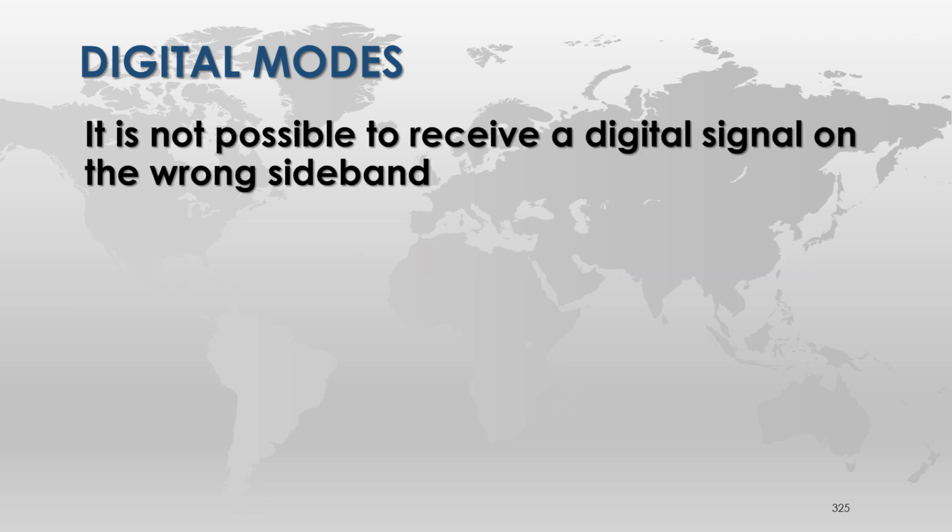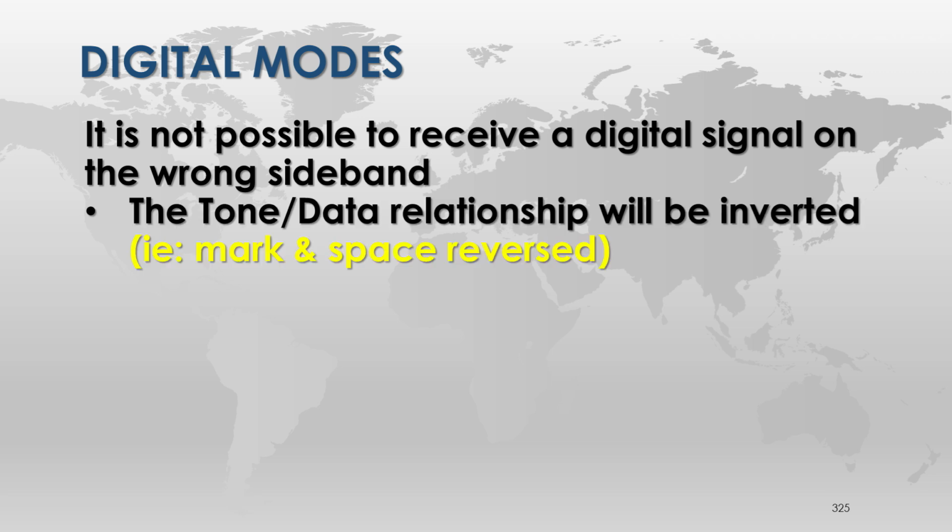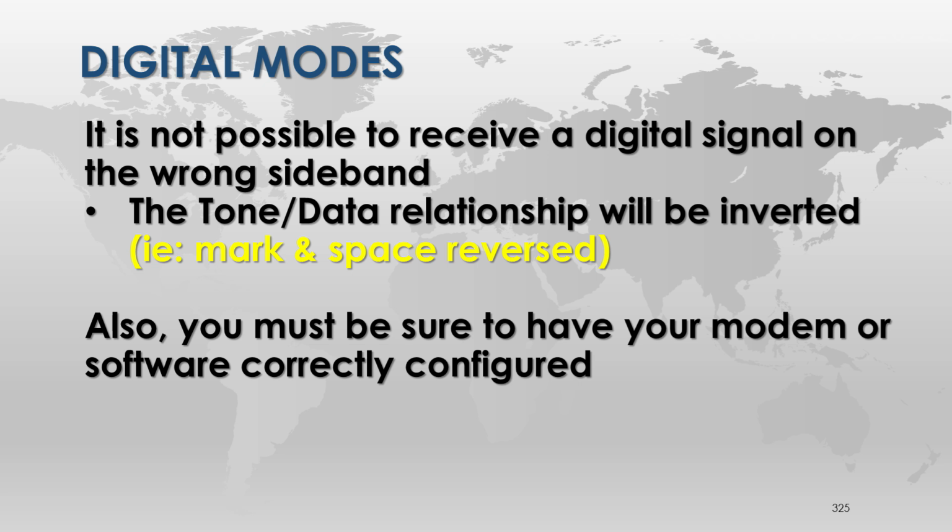Okay, digital modes. It is not possible to receive a digital signal on the wrong sideband. So if they're on upper or lower and you're on the opposite one, you can't get it. Yeah, digital either works or it doesn't. So if you're in the wrong sideband, the tone and data relationship will be inverted, i.e. the mark and space will be reversed. So if he sends a mark and then a space, you're going to get a space and then a mark if you're on the wrong sideband. Also, and that's the question, the mark and space are reversed.